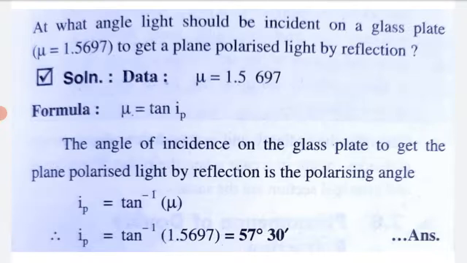Solution: the refractive index is 1.5697. We know the formula mu is equal to tan IP. The angle of incidence on the glass plate to get plane polarized light by reflection is the polarizing angle. Then the polarizing angle is equal to tan inverse mu, which is tan inverse 1.5697. Then the polarizing angle is equal to 57 degrees 30 minutes.